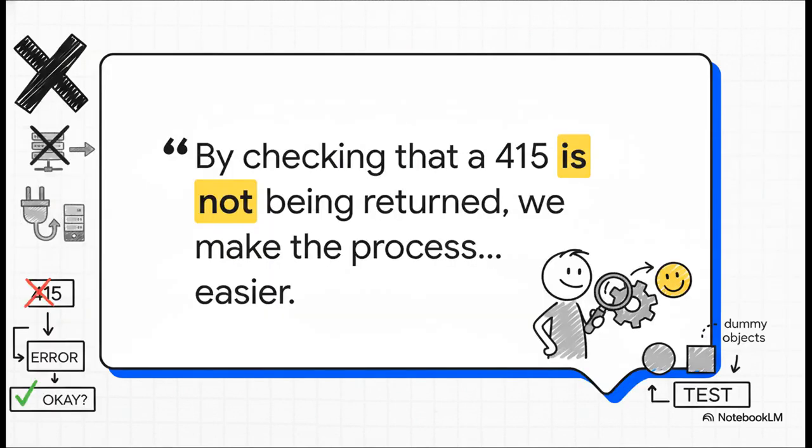Now, this is the really clever part of the whole strategy. Instead of trying to make a perfect API call that gets a 200 OK, which would mean setting up complicated mock data, we do something way simpler. We just check that the server doesn't reject our request with a 415 Unsupported Media Type error. This is genius because it keeps the tests laser focused on just one thing, the content type, and lets us use super simple dummy objects for everything else.